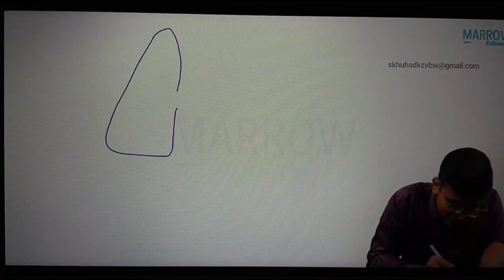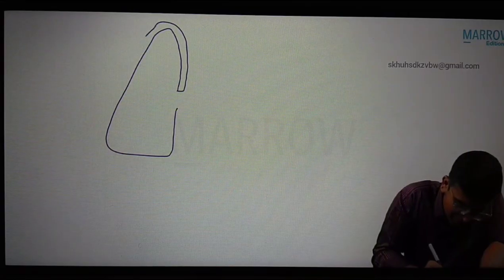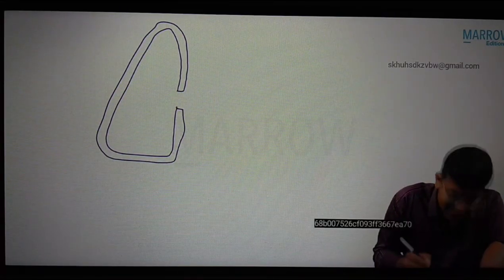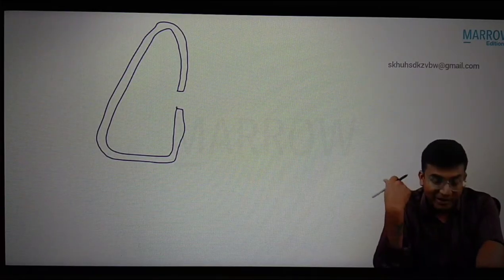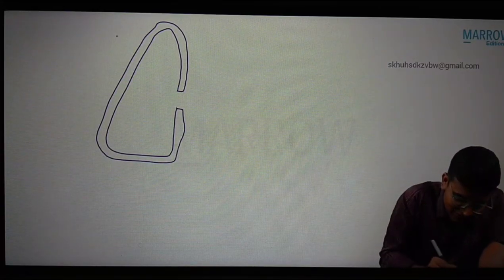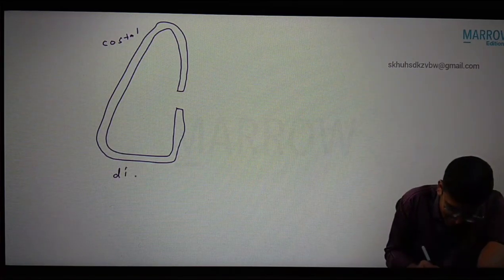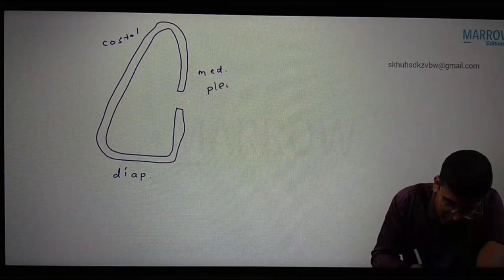And we have the parietal pleura. Now, the visceral pleura is supplied by the autonomic nervous system, which takes the nerve supply of the lung. Okay. Now, what about the parietal pleura? This is our costal pleura. This is the diaphragmatic pleura. And this is the mediastinal pleura.